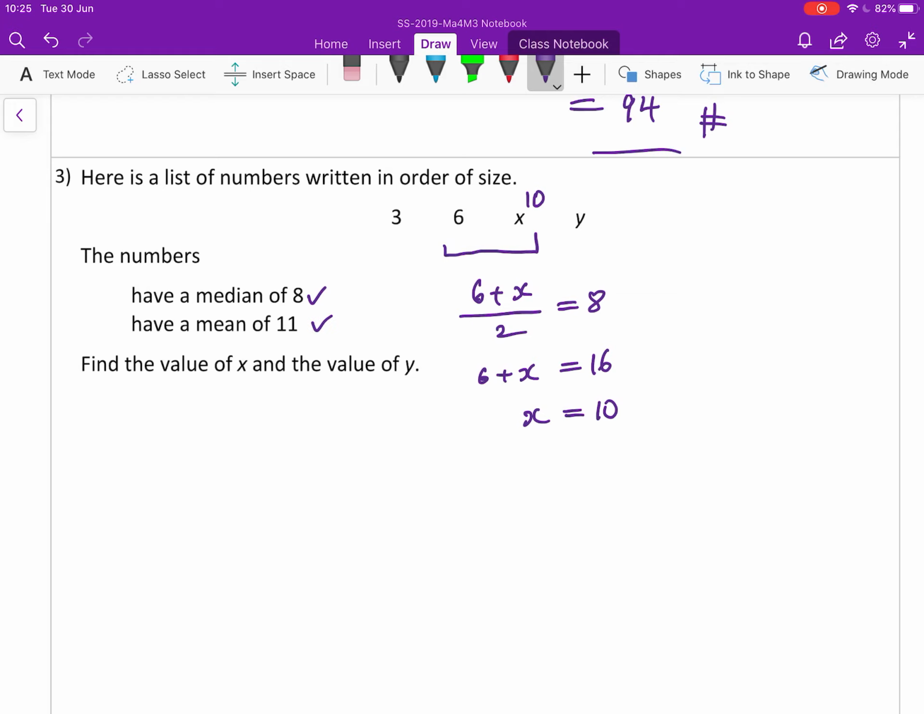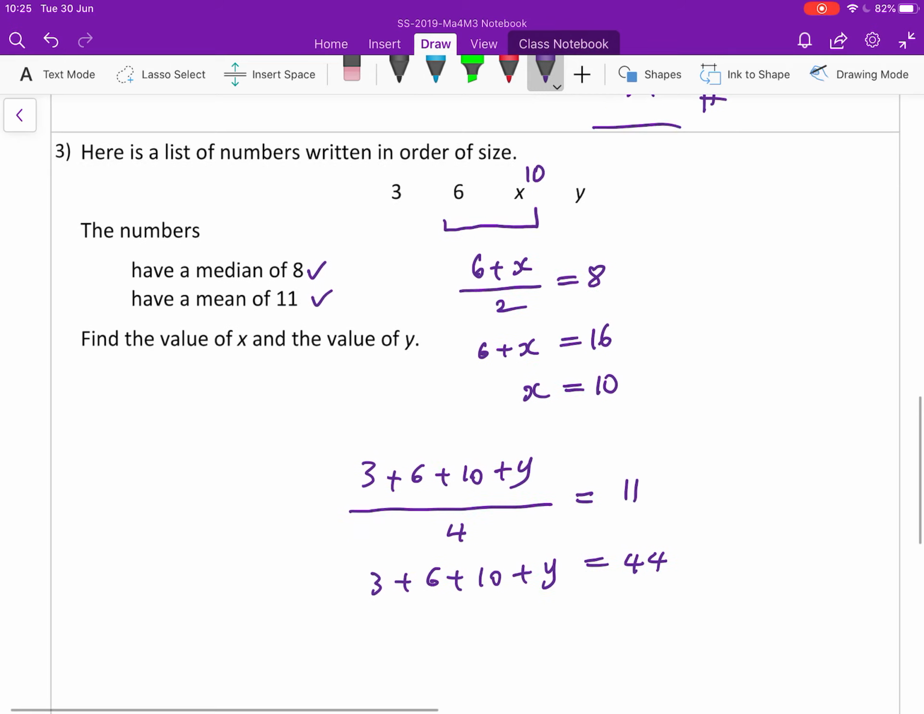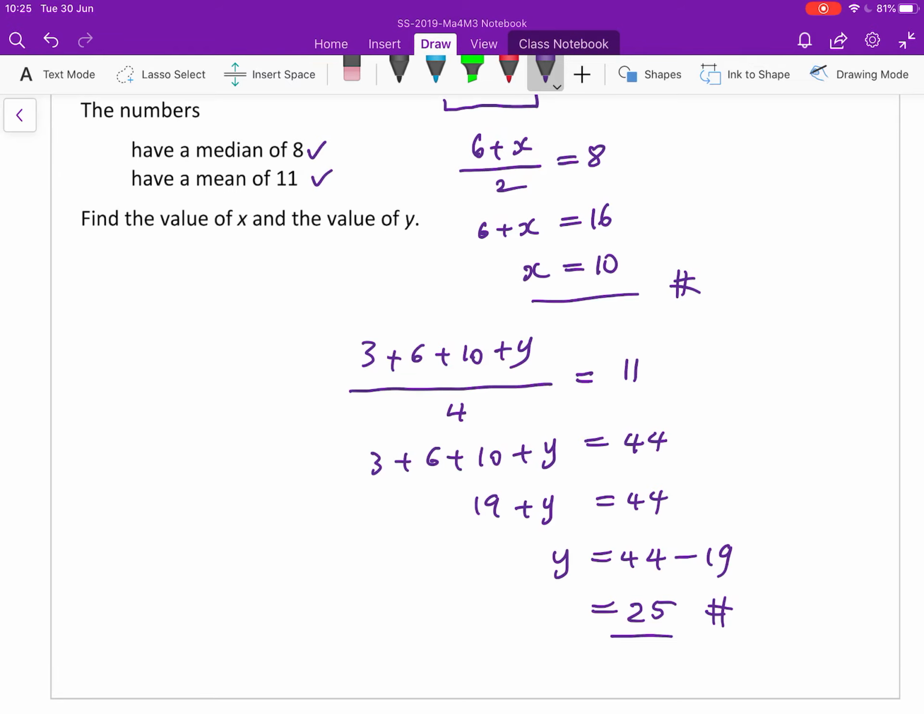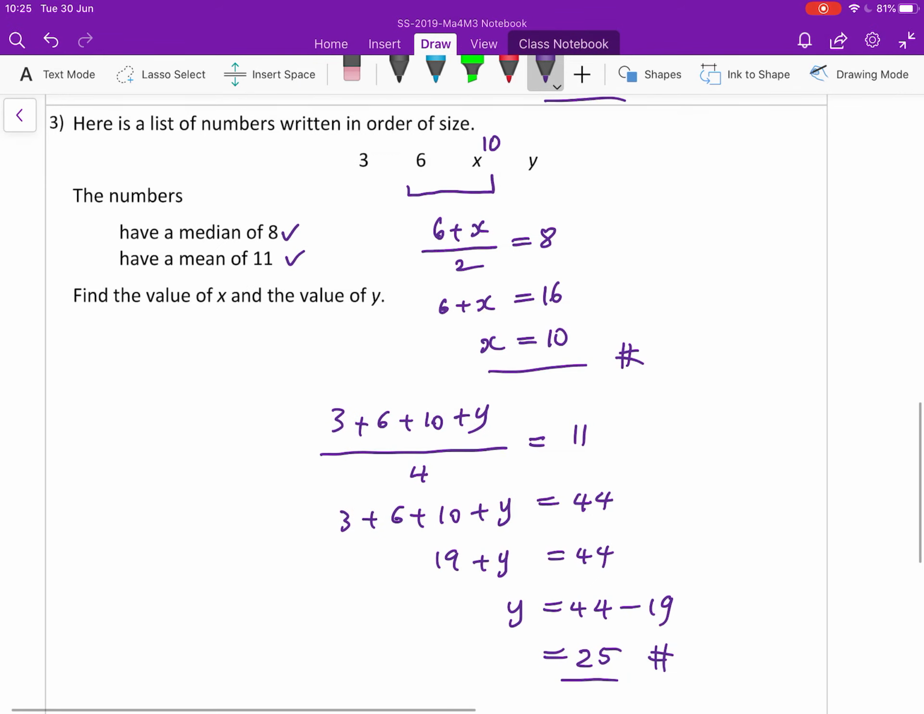And you have a mean of 11. That means 3 plus 6 plus 10 plus Y, all four numbers added up and divided by 4, is going to give me my mean, which is 11. Mathematically, this becomes multiplied by 4 on both sides. I get 44. On the left side, 19 plus Y is equal to 44. So Y must be equal to 44 take away 19. Your answer is 25. There you have it. The value of X and the value of Y sorted.